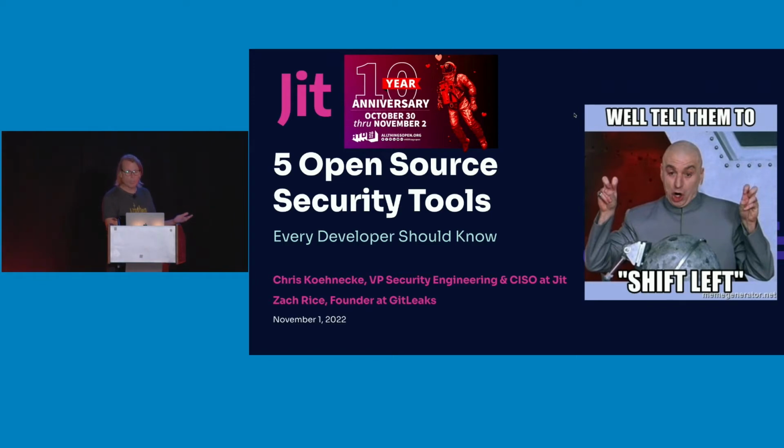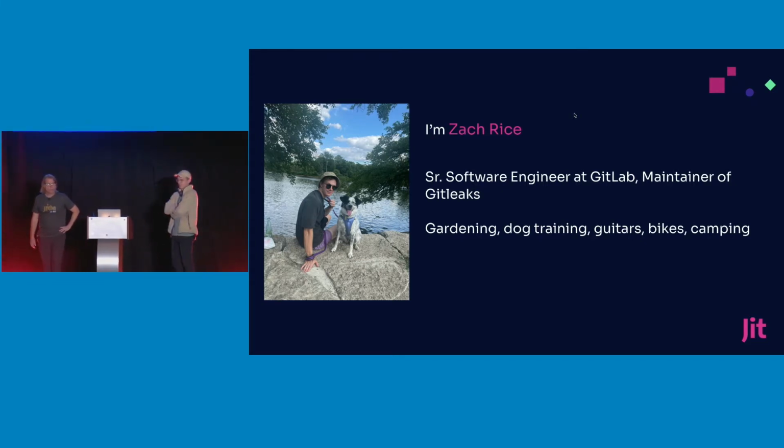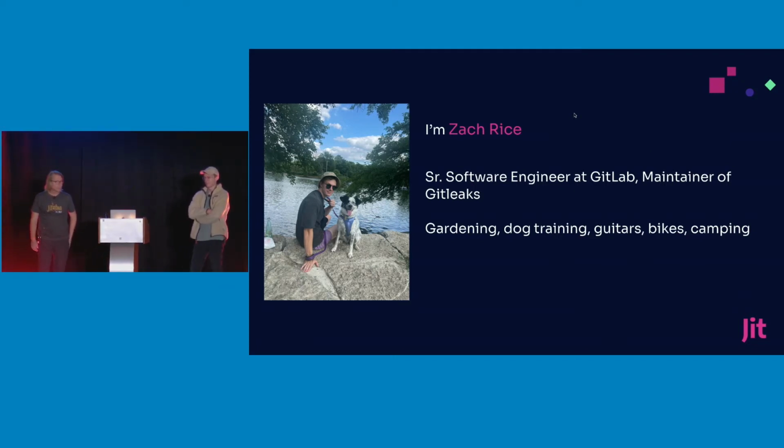Let's get going with some introductions, and I want to let Zach go ahead. Hey everyone, my name is Zach. I'm a senior software engineer at GitLab and maintainer and founder of Gitleaks. You can find me gardening in my free time, or dog training our dog Penny, guitar, going on bike rides, camping. And I'll be talking about Gitleaks a little bit later on.